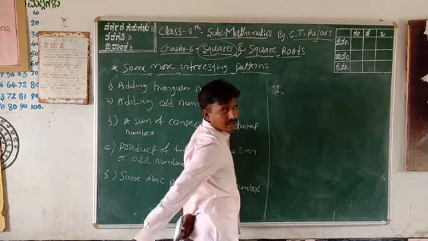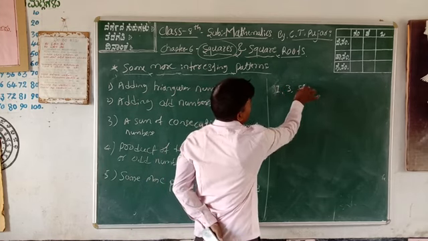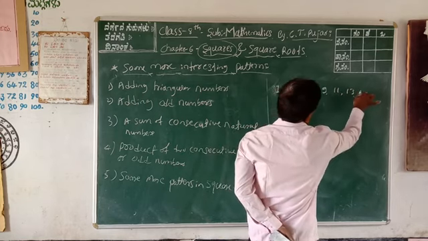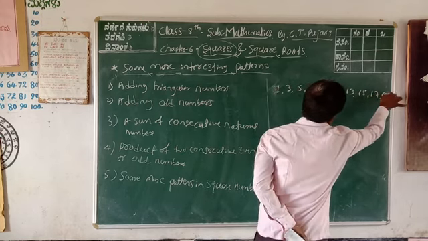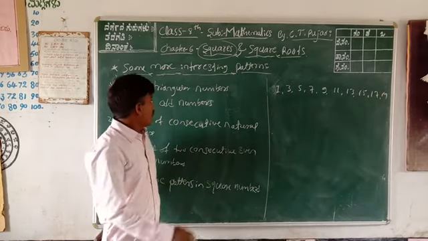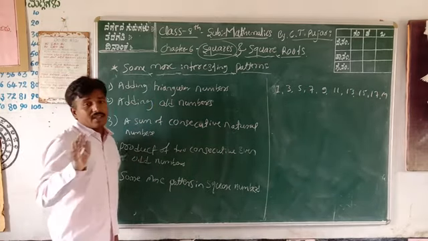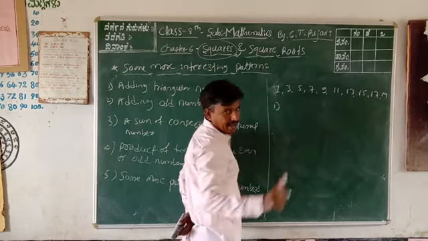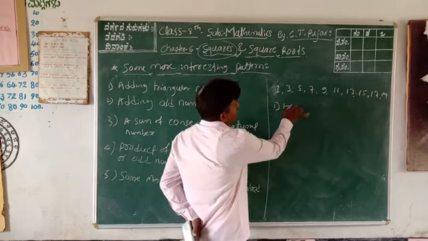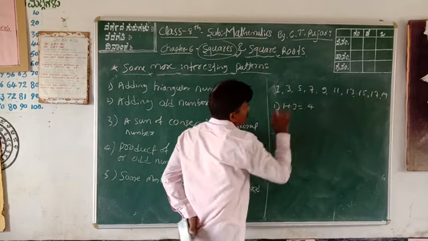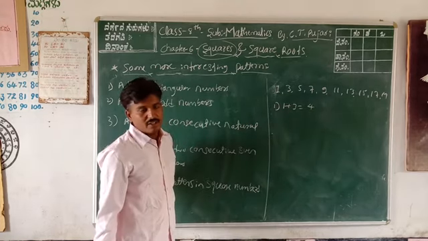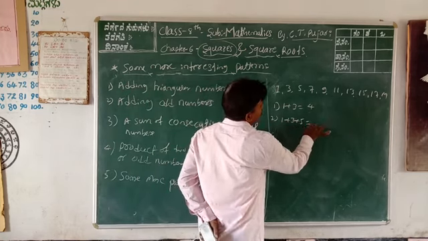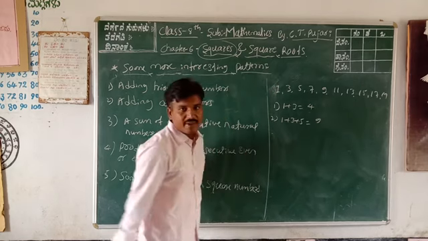1 is odd, 3 is an odd number, 5, 7, 9, 11, 13, 15, 17, 19, and so on. Adding only odd numbers always gives perfect squares. First one, adding only 1 is a square, no problem. 1 plus 3 is equal to 4. 4 is a square. Got it? Third one, 1 plus 3 plus 5, and 9 is also a perfect square.